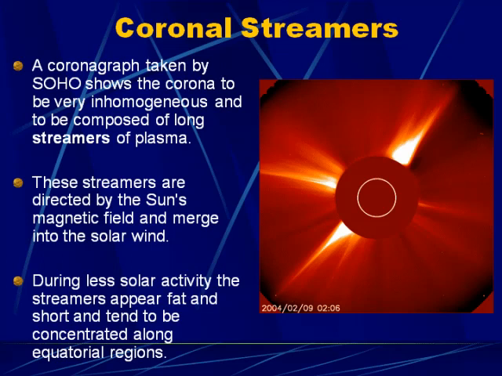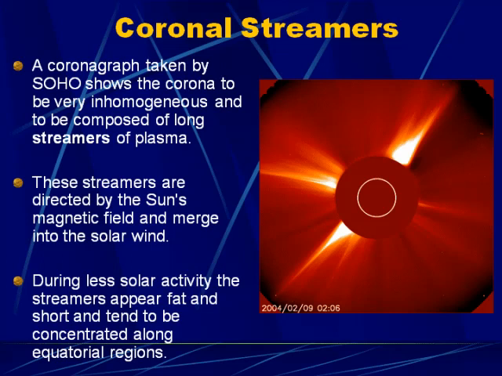Now, coronagraphs are basically made by blocking the light from the photosphere and allowing us just to see the light from the corona. This coronagraph was taken from SOHO, the Solar and Heliospheric Observatory. And this shows the corona to be not all that even. It's very inhomogeneous.